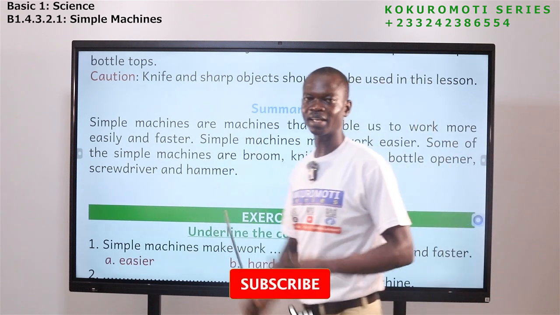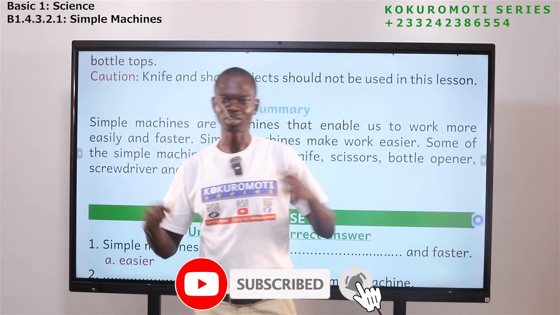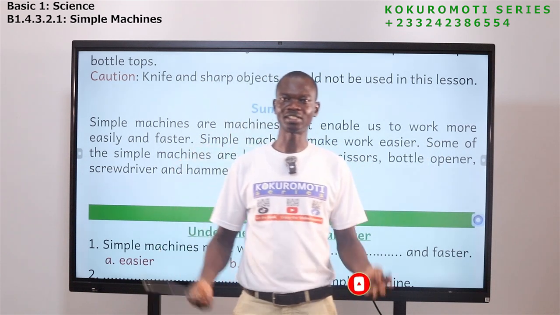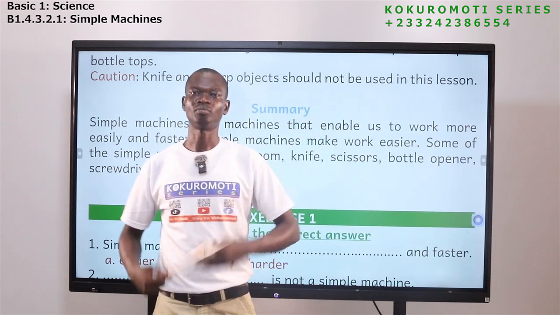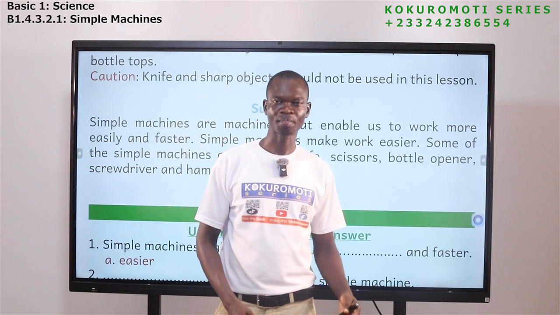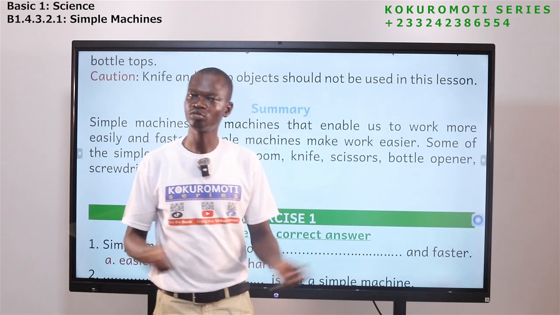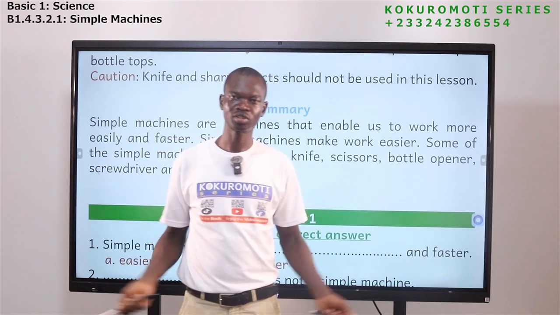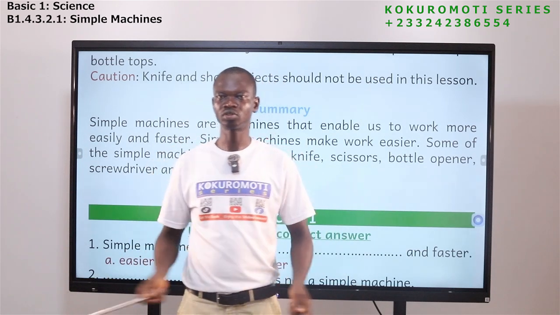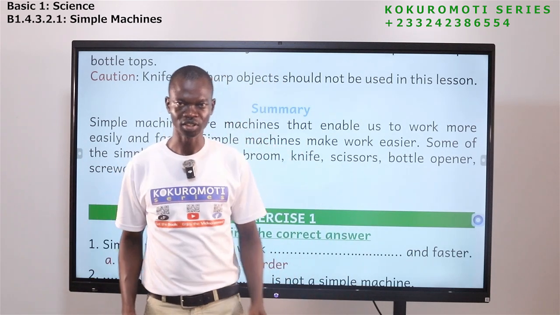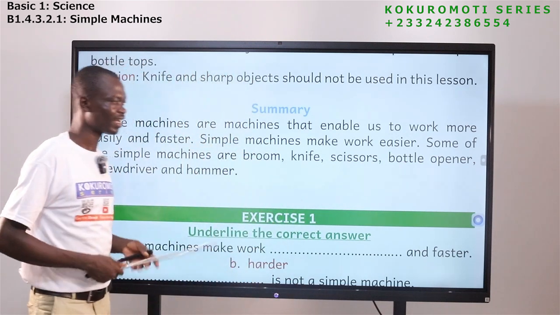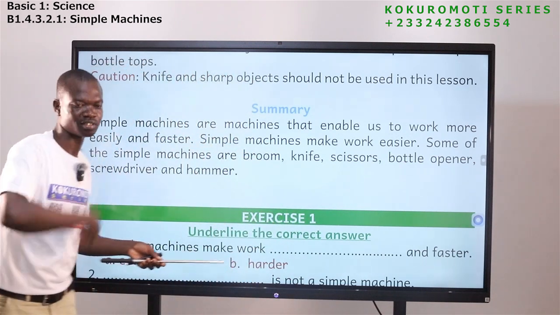So today our lesson is coming to an end. What have we learned? We have learned about simple machines. They are machines that enable us to work more easily and faster. These machines, they don't use electricity, they don't use battery, they don't use petrol, they don't use any source of energy or any form of energy. They are there, and the moment you take it, you can use it.